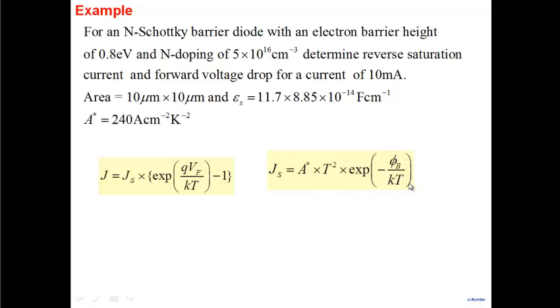And what we want you to calculate is the reverse saturation current, which is nothing but Js multiplied by area. That will be the net reverse saturation current. We also want you to determine the forward voltage drop for a current of 10 milliamperes, which is also straightforward. Once you know Js, you can calculate Vf.